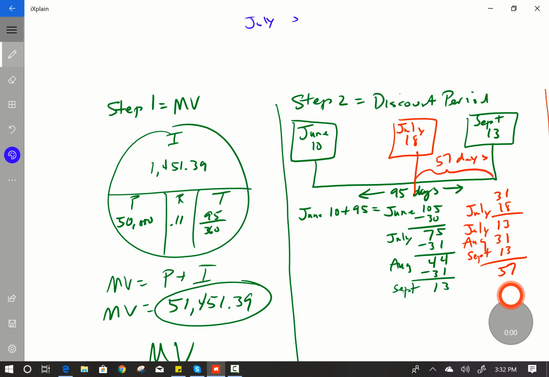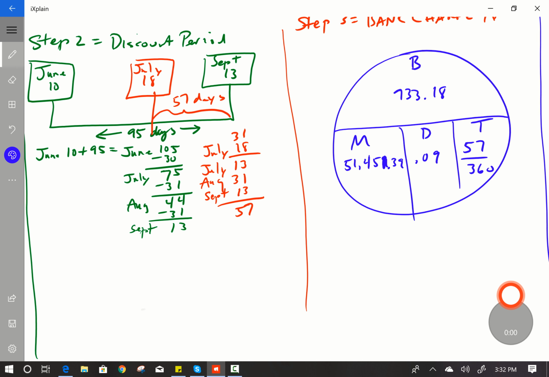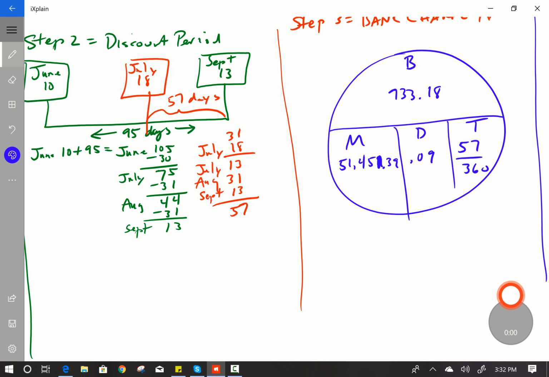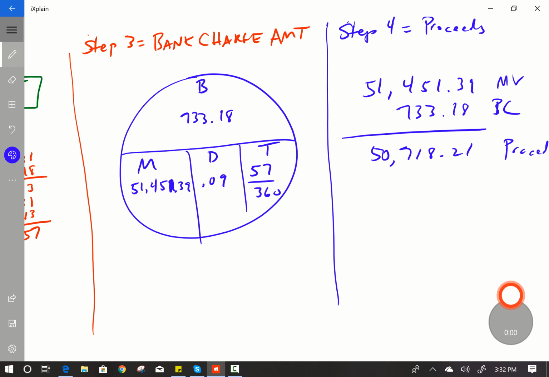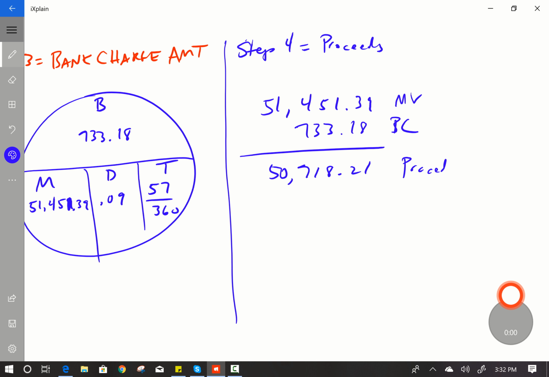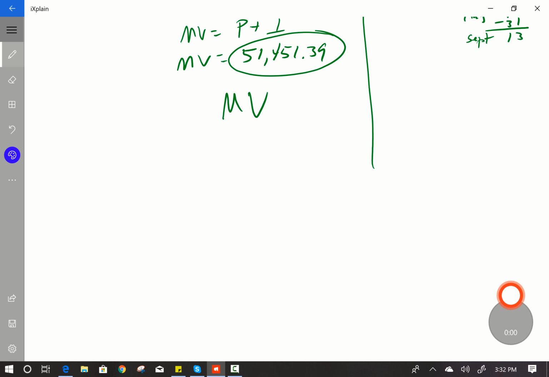Okay, so you have your 4 steps. First, you calculated for your maturity value, which came up to $51,451.39. Then your discount period that the bank had it discounted for 57 days. And then they charged $733.18 and subtracted that out immediately from the maturity value to give you your proceeds of $50,718.21. Okay, let's do this one more time. Then we'll go to the summary practice test. Okay, so number 6. Again, this is step 1. And this is a maturity value.